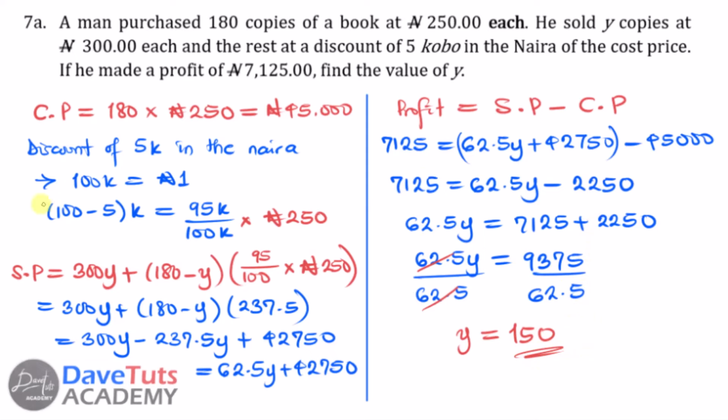But just understanding our concept of this discount of 5 kobo on the naira is the key factor here. If we cannot understand that and evaluate it appropriately, we are going to miss this question. But once you follow this step, you are good and fine, and your full mark is assured.